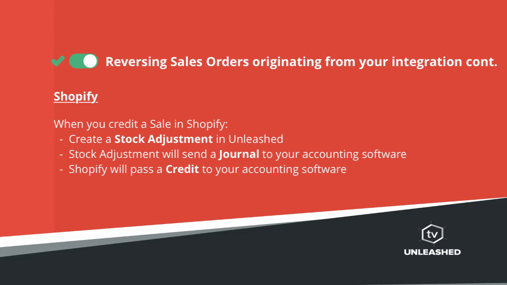Similarly for Shopify, if you have credited a sale in Shopify, you would then need to create a stock adjustment in Unleashed to reflect those changes. The stock adjustment again will send a journal to your accounting software, and a credit will be passed from Shopify to your accounting software.